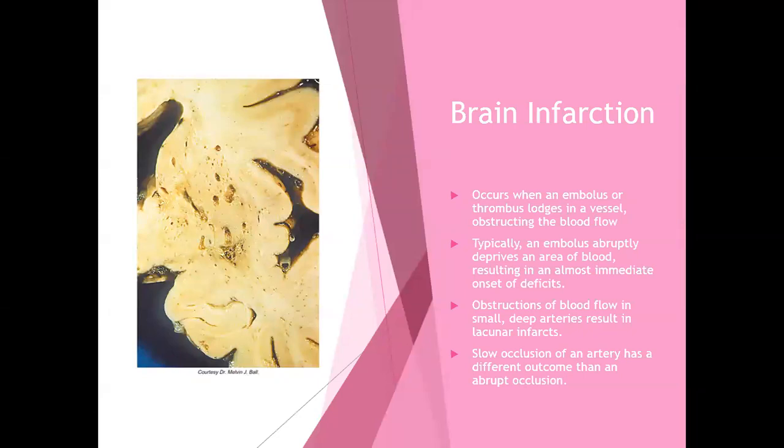That acute onset is typical of a brain infarction or an ischemic stroke. Obstructions of blood flow in the small, deep arteries result in lacunar infarcts. The slow occlusion of an artery has a different outcome from an abrupt occlusion. That kind of makes sense, right?